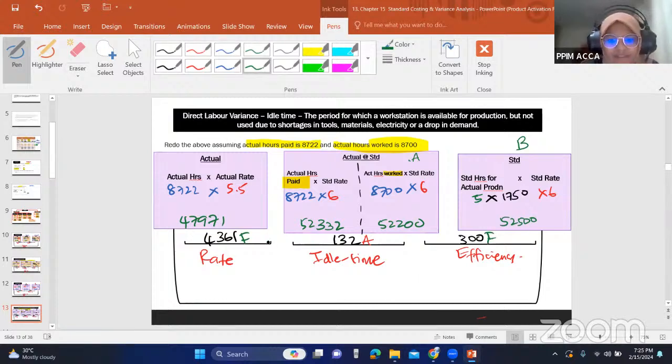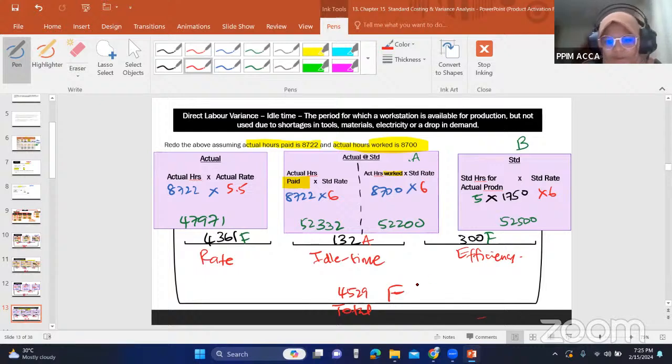Okay. So then for you to get the total variance, it will be two favorables now. So add them together, 4,361 plus 300. So that will be 4,661 favorable. From that, you minus the 132 adverse. So overall, it is a favorable variance of 4,529.